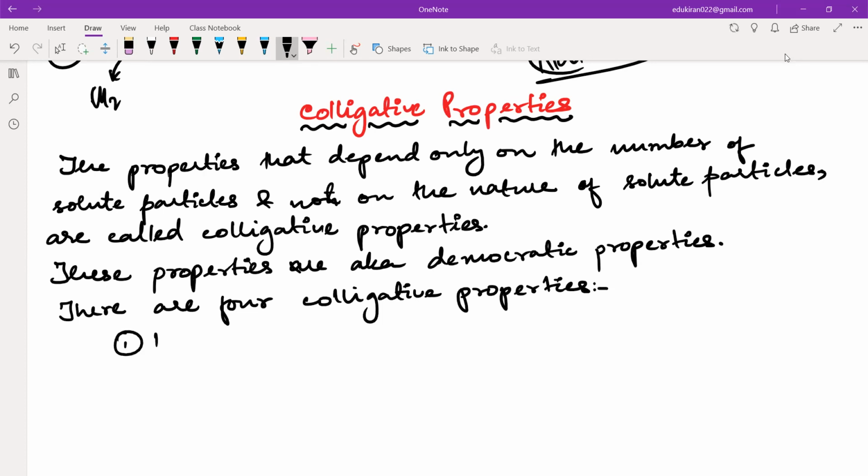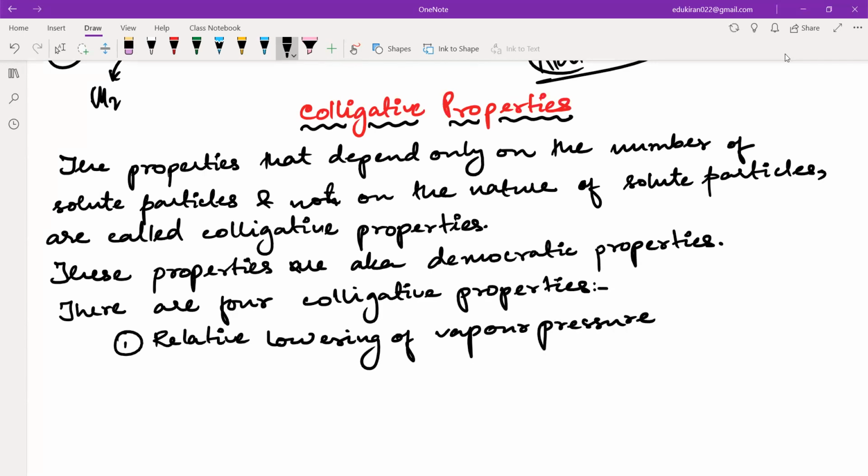Please write there are 4 colligative properties. What are the 4 colligative properties? Number 1, relative lowering of vapor pressure. You will write it in short, RLVP.